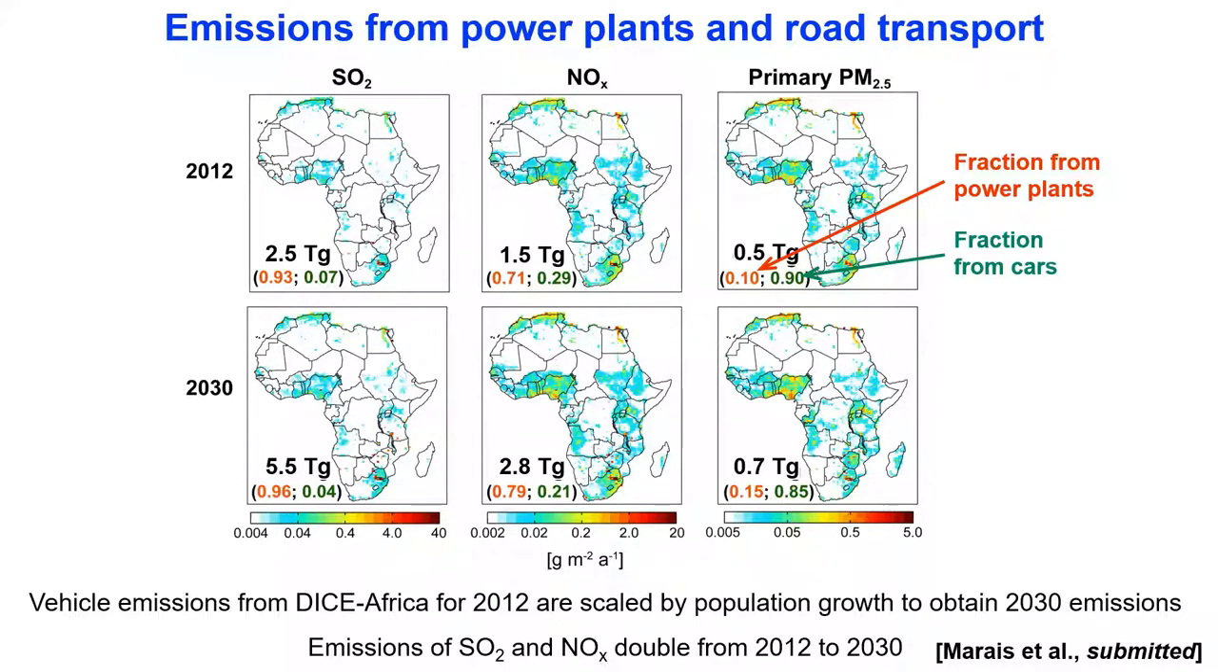I've also included the black values, which are the total emissions for the continent, and then the colored values below show the distribution from power plants and cars for each of these pollution sources. And you can see SO2 and NOx is dominated by power plants, primary PM2.5 is dominated by cars, and we found that a large contribution to organic aerosol is from motorcycles, which are prolific because they're an easy way to get around in a traffic congested city.